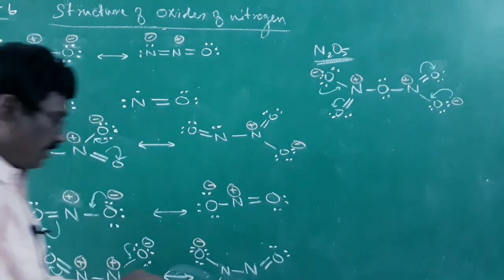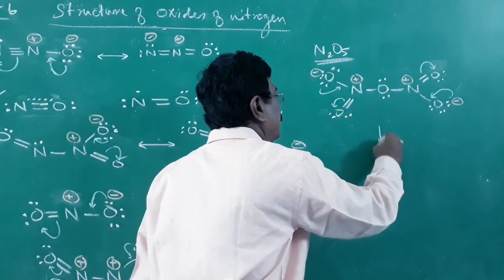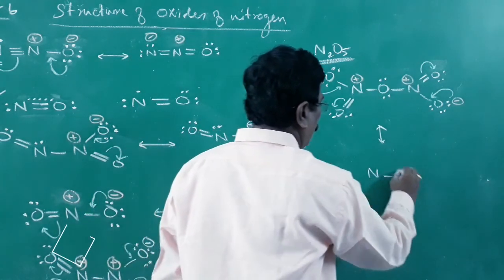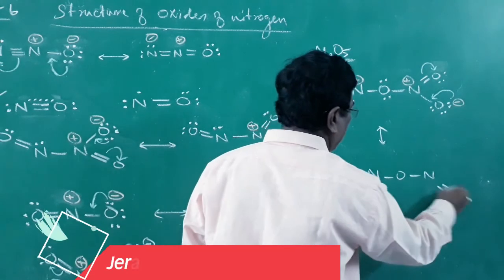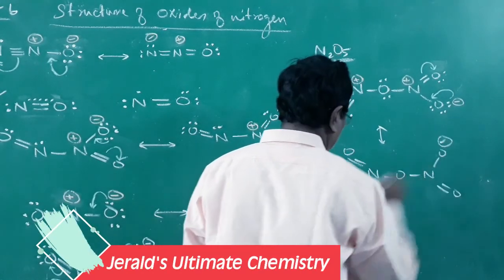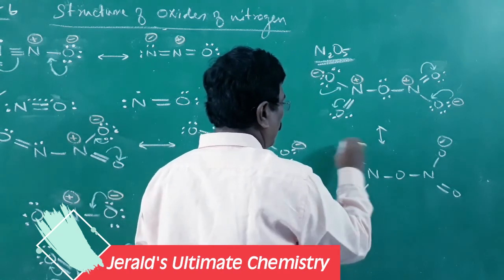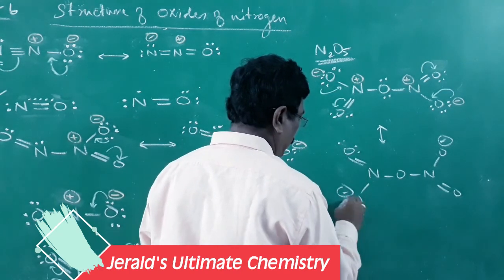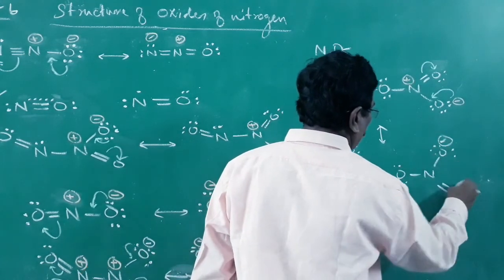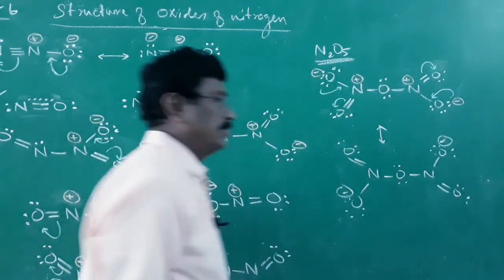So what may be the other structure? Resonance structure. You try, you write. It will be N-O-N. Double bond here, double bond here. Single bond here, single bond here. Over the single bond negative charge, over the single bond negative charge. 2 electron pairs, 3 electron pairs. 2 electron pairs, 3 electron pairs. 2 electron pairs. That's all.